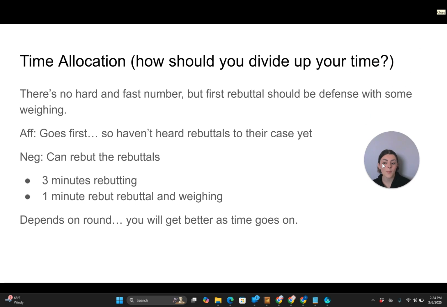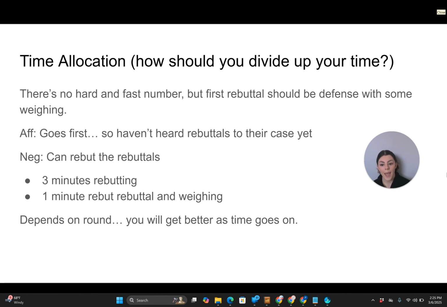Alright, so this is my recommendation for time allocation. Again, it varies by round. You might do 4 minutes and 4 to 0. You might do 2 to 2. You might even do 1 to 3 if your opponent literally barely has a case.